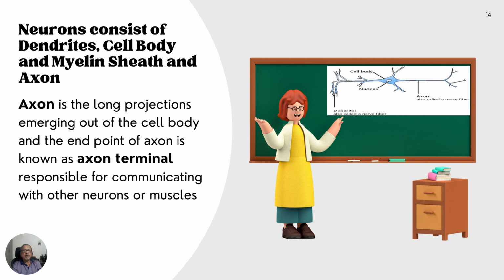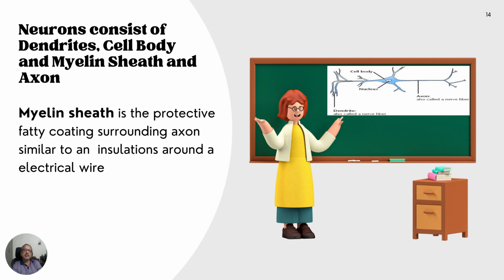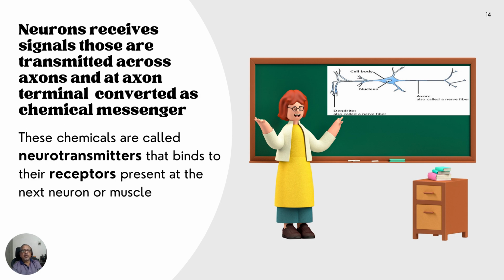Axons are the long projections emerging out of the cell body, and the endpoints of the axon are known as axon terminals. These axon terminals are responsible for communicating with other neurons as well as muscles. Myelin sheaths are the protective fatty coating surrounding the axon, similar to the insulation around an electrical wire. Neurons receive signals, which are transmitted across the axon and converted to chemical messengers at the axon terminal. These chemical messengers are called neurotransmitters. They bind to the receptors present at the next neuron or at the muscles.